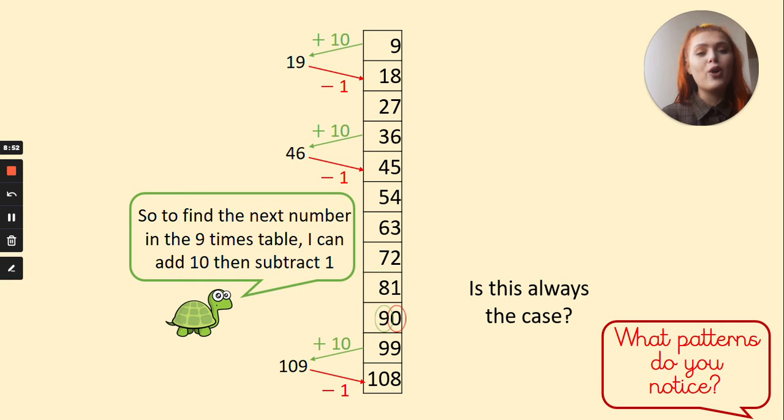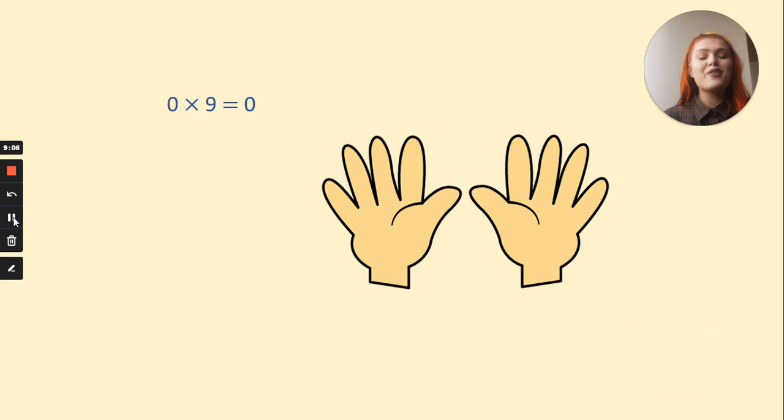We need to remember when we are solving questions on the 9 times table that to find the next number in a sequence, we have to add 10 and take away 1. This will give us the 9 times table. Another really useful trick is this magic hand rule that we can use for the first 10 times tables in the 9 times table. Yeah, so we've got 0 times 9. Well, we know that 0 times anything is going to be 0. So we can sort of skip that one.